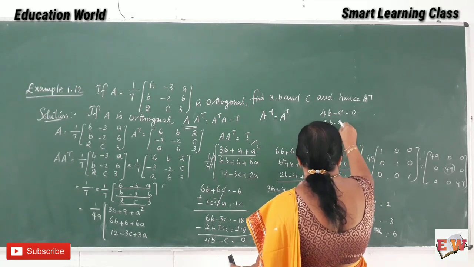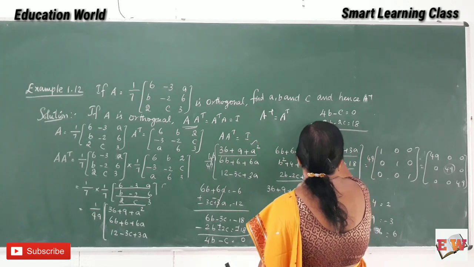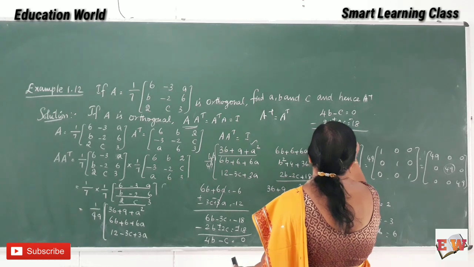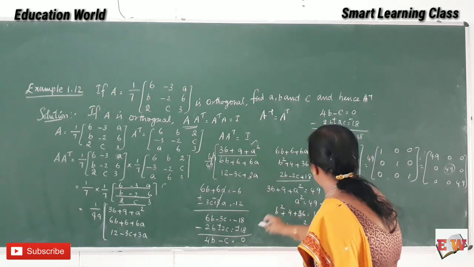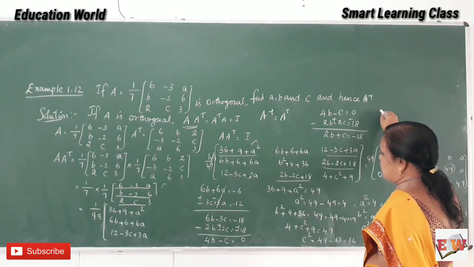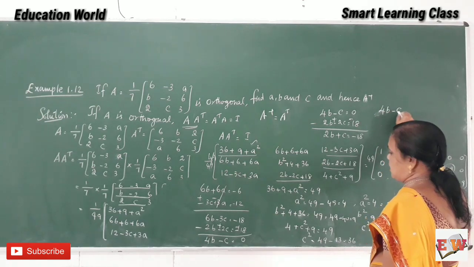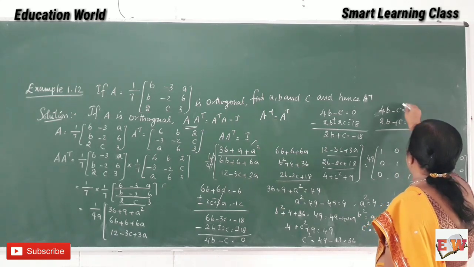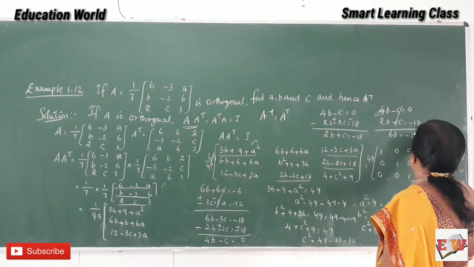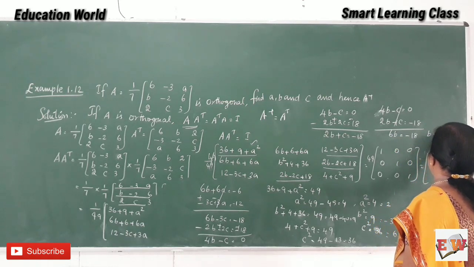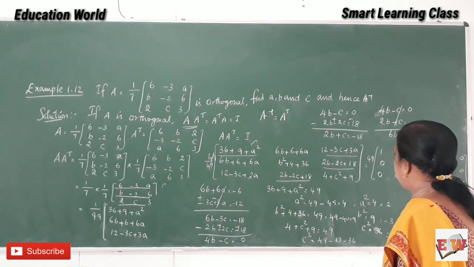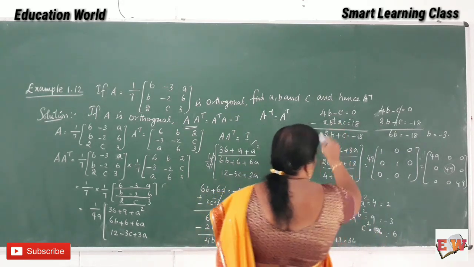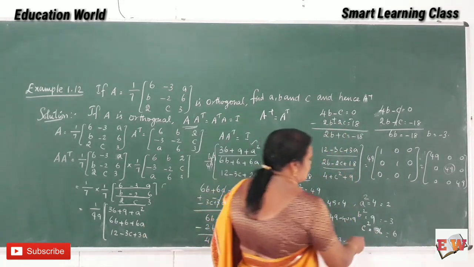2b minus 2c is equal to 18. Suppose you are going to subtract from this, 2b plus c is equal to minus 18. From these two, again we get the b and c values. 4b minus c is equal to 0, 2b plus c is equal to minus 18. It will be cancelled. 6b is equal to minus 18. b is equal to minus 3. Okay. We found the b value. You use the b value in any one equation. We can get the a value as 2, c value as 6.